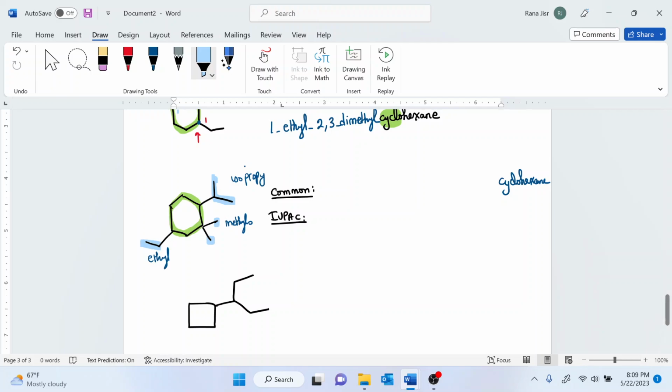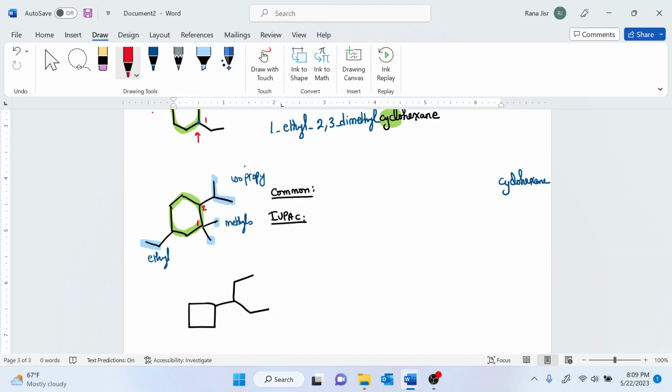I want to give them the lowest number possible. So to give them the lowest number possible, I'm going to start numbering either from here or from here or from here. But it makes sense to number from this carbon because this carbon has the most number of carbons. So I'm going to end up getting the lowest sum of numbers if I start numbering from this carbon. So I'm going to start numbering from here, 1. And I can go either 1, 2 here.